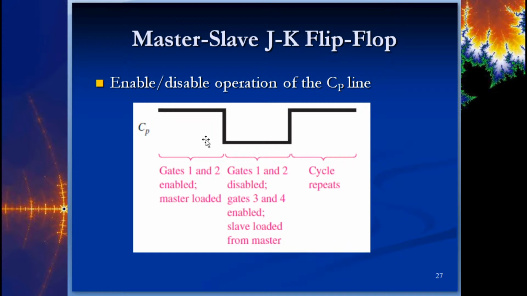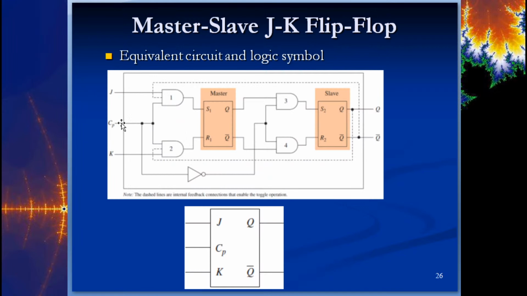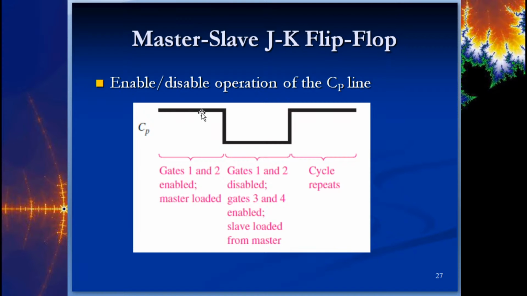So here again, the enable-disable operation of the CP line, and this is reiterating what I'm talking about here when I'm talking about this line being high and low. So while it's high, gates 1 and 2 are enabled and the master is loaded. Then it goes low, gates 1 and 2 are disabled, and now 3 and 4 are enabled. And that's when the slave gets loaded from the master, and then the output will change, and then the cycle repeats. So 1 and 2, and then 3 and 4, and then 1 and 2, and 3 and 4. But you can see it takes that entire clock pulse there to do that one operation. So that's why the frequency is always half.